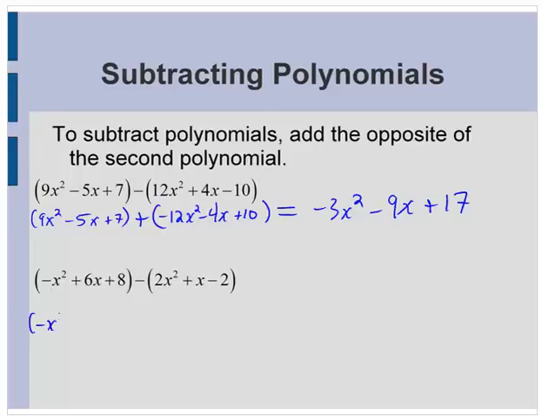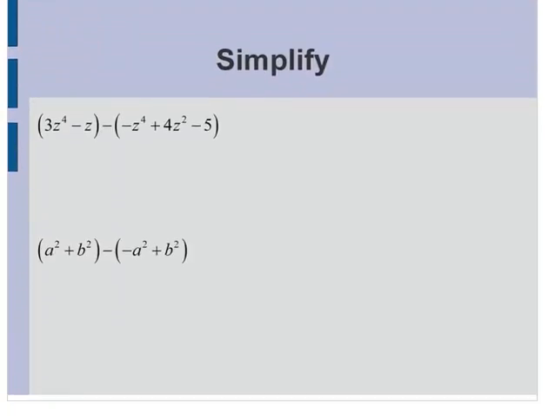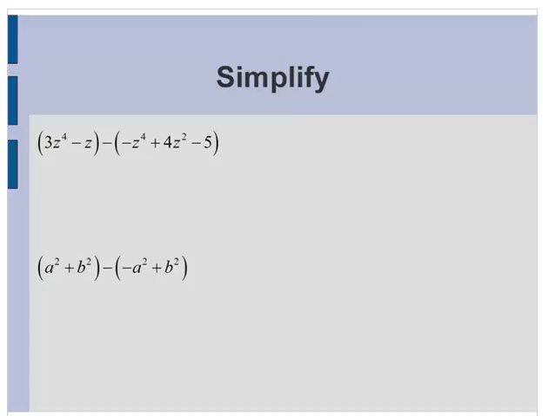Subtraction is addition of the opposite. So I'll leave the first polynomial alone, and I will add negative 2x squared minus x plus 2. Combining like terms, negative 3x squared plus 5x plus 10. All right, why don't you try these two examples on your own as well?